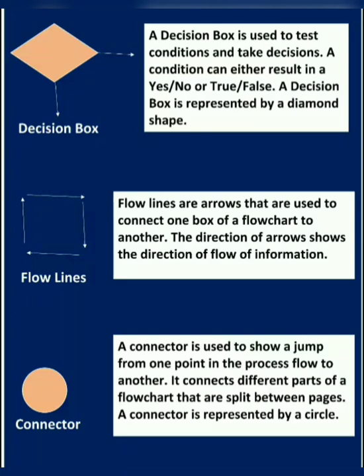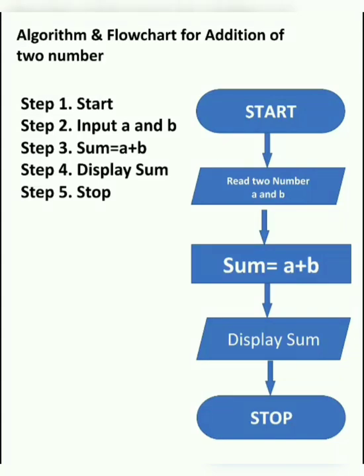Now let us take some examples of flowcharts using the symbols. So dear students, now we want to make a flowchart for addition of two numbers. We know that an algorithm is a step-by-step instruction to solve any problem, and the pictorial representation of an algorithm is called a flowchart. So we are taking the algorithm and flowchart together so you can understand the concept of flowchart very well. You can see that this is the algorithm for addition of two numbers.